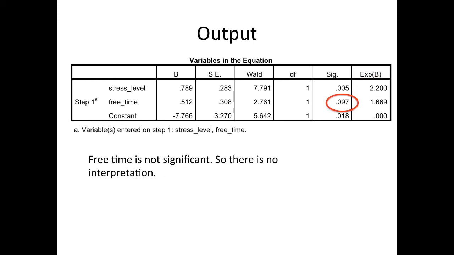You'll notice that free time is not significant. So you get to jump up and down a little bit because you don't have to write a sentence. That's sometimes kind of fun, but sometimes a little disappointing if you were hoping that free time played a role in whether one smokes or not. It's not significant, so you don't have to focus on interpreting it. Typically, things that aren't significant we don't talk about in journals, dissertations, or theses. So that sig value 0.097 is above 0.05, and we're just going to go ahead and ignore it.